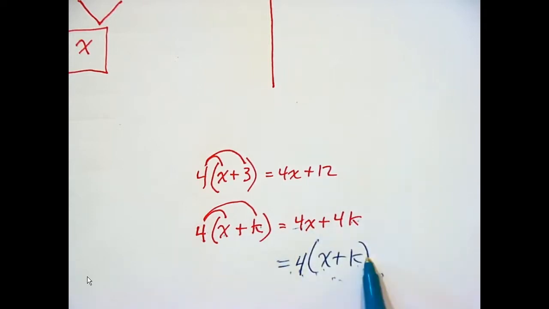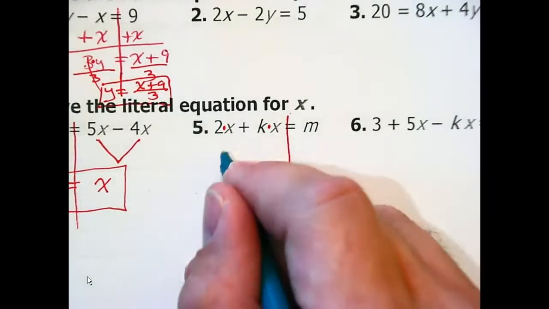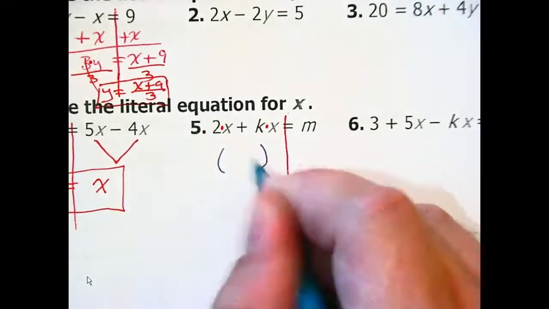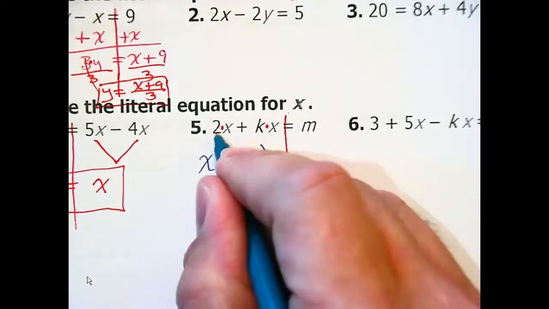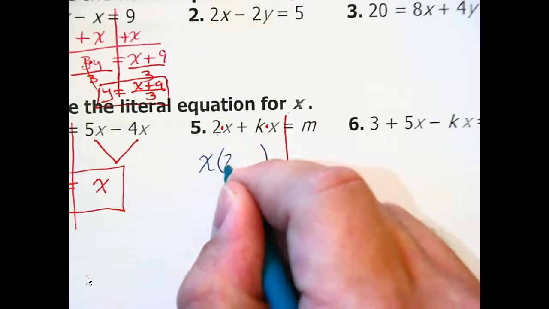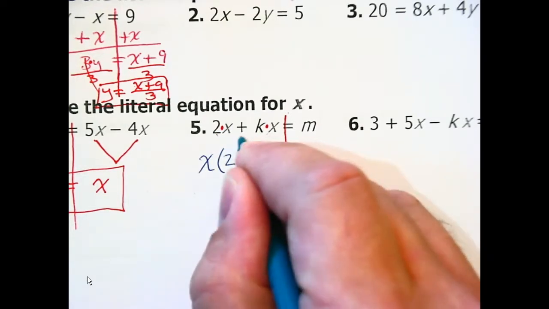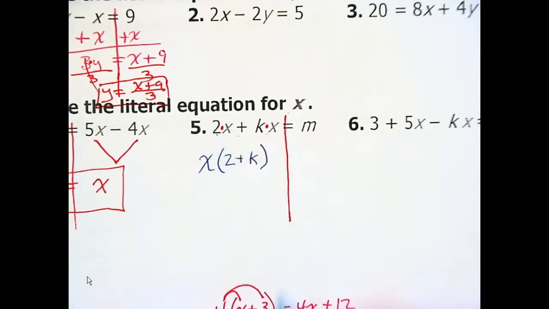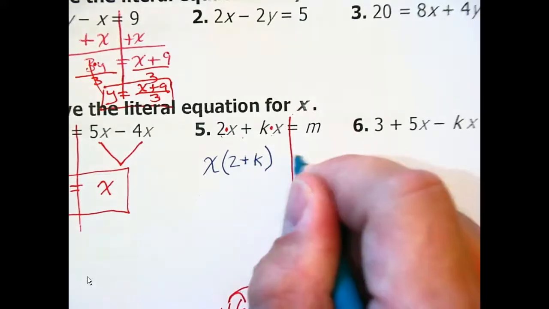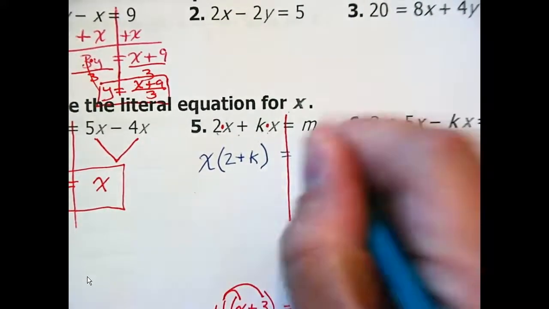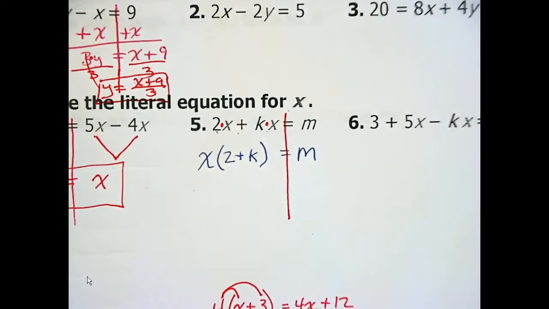So you're saying 2 times 6. Same idea right here. What can I take out of each? What's left here? 2x. 2. And plus k. Okay? All equals m. No, we're not done.